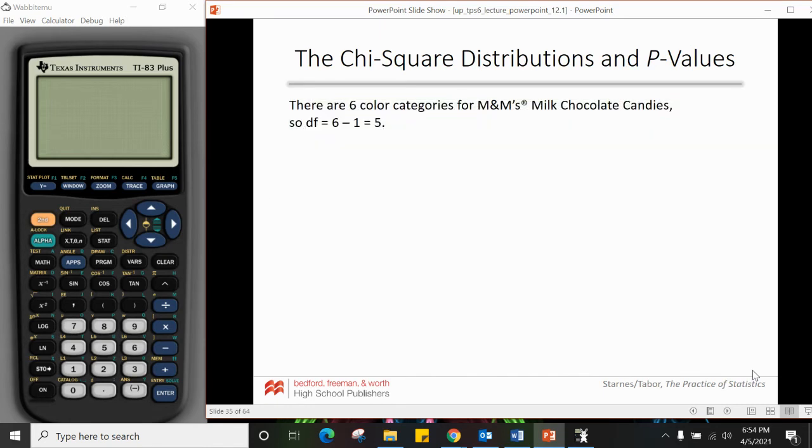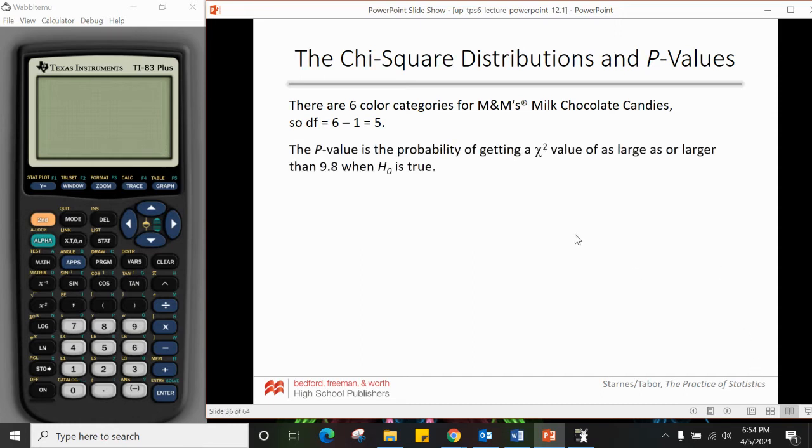So back to our M&Ms. There's 6 categories, so our degrees of freedom is 5. The p-value is the probability of getting a chi-squared value as large or larger than 9.8, given that H0 is true. And so our chi-squared would have a distribution with df of 5. Every chi-squared distribution with degrees of freedom of 5 looks the exact same, like this. The mode's at 3. The mean is at 5. Right, so right here, boom. And now the question is just, what's the probability of getting a chi-squared value of 9.8 or higher?